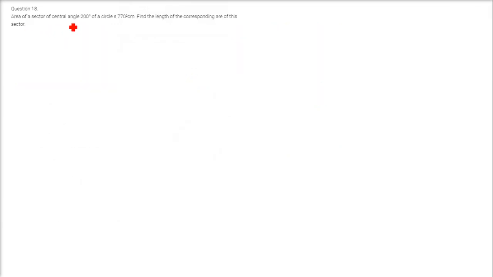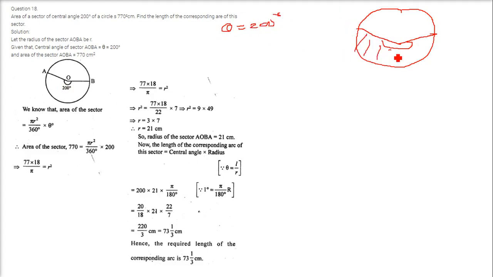Area of a sector of central angle 200 of our circle is this much, 770. So 770 centimeters square is the area, and 200 is the angle. So let me show you that. So this is 200 degree. So theta is 200 degree, and the area is 770 centimeters squared. We have to find the length of the corresponding arc of this sector.